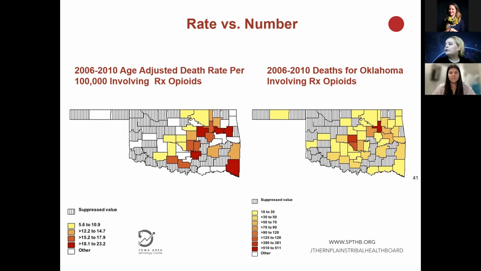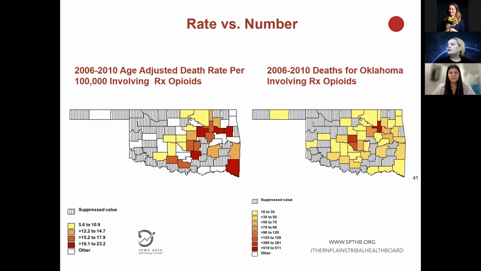And if you look at the number in the southeast, if you look at the map on the right, that number says 10 to 30. So that means there were 10 to 30 deaths. Now, if you look at another county, the rate, it's in orange. It's not in red, but if you look at the number for it, it's up in the northeast. I don't want to name counties. It had 510 to 511 deaths.